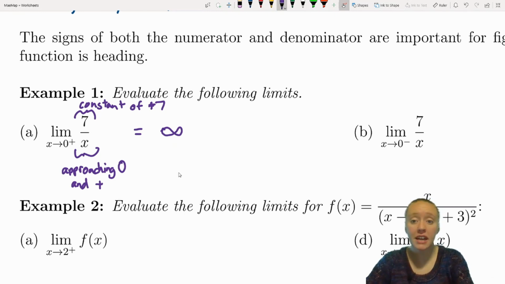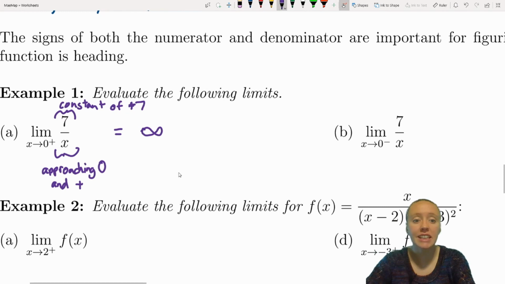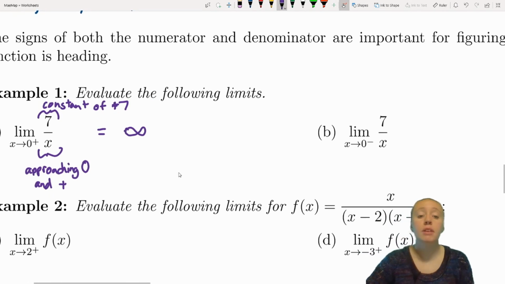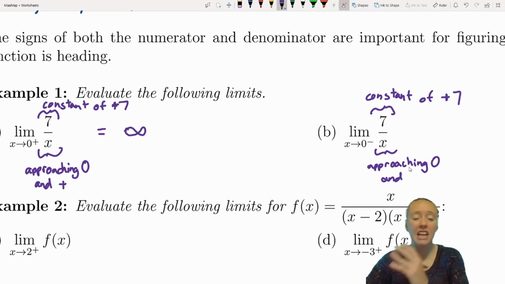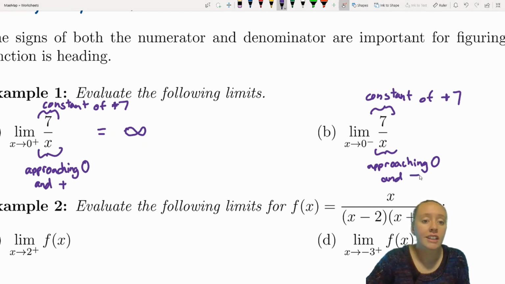Whereas in part B, we have the same exact fraction, except now we're approaching from the left of 0. So our numerator still is a constant of positive 7. But our denominator now, well, it's still approaching 0, but those numbers to the left of 0 are negative.